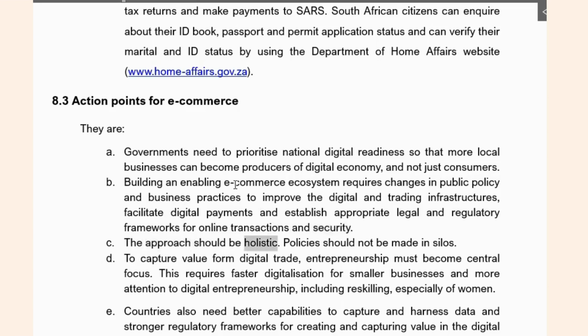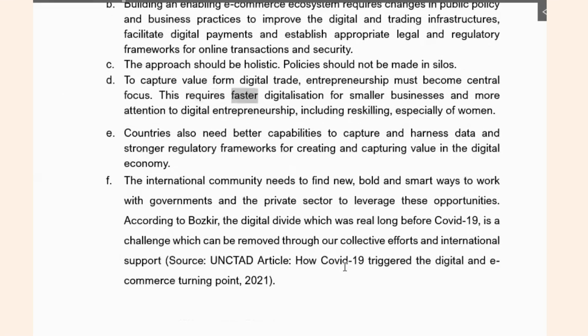The approach should be holistic. Policies should not be made in silos. To capture value from digital trade, entrepreneurship must become a central focus. This requires faster digitalization for smaller businesses and more attention to digital entrepreneurship, including reskilling, especially of women. Countries also need better capabilities to capture and harness data and stronger regulatory frameworks for creating and capturing value in the digital economy.